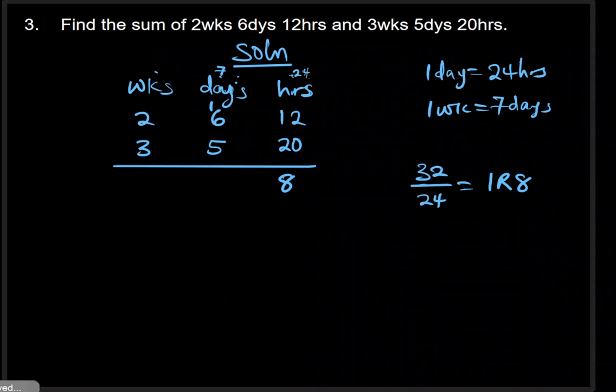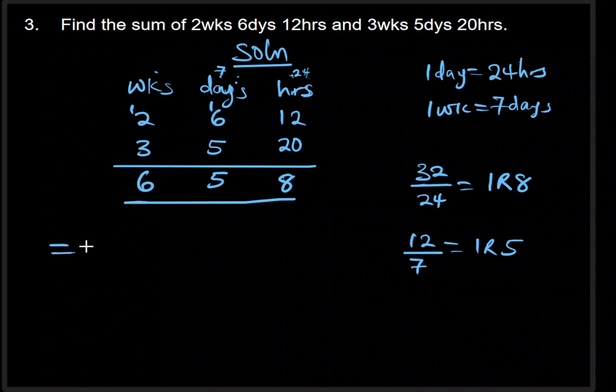12 is bigger than 6 here. So I have to divide. That will be 12 over 7. It's base 7 we are dealing with. So that will give us 1 remainder 5. And I put 5 here, and then I carry 1 to the next unit. So 1 plus 2, 3, 3 plus 3, that will be 6. So that means my answer is equal to 6 weeks, 5 days, and then 8 hours.